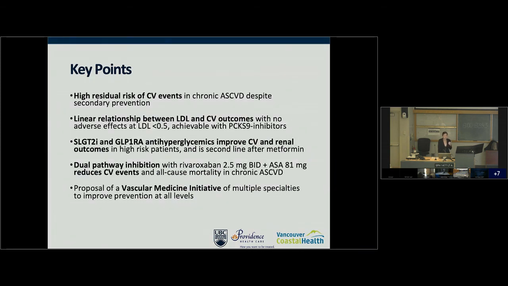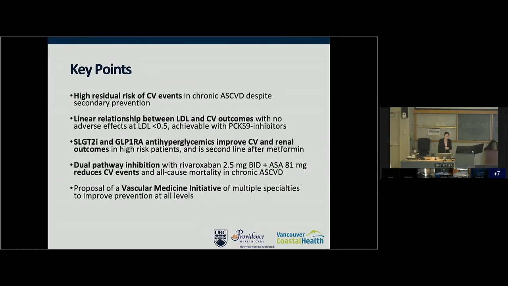SGLT2 inhibitors and GLP-1 receptor agonists are anti-hyperglycemics with proven cardiovascular benefit and renal outcomes as well in these high-risk patients with diabetes and ASCVD, and should be second-line after metformin, and possibly even in the patients without ASCVD.